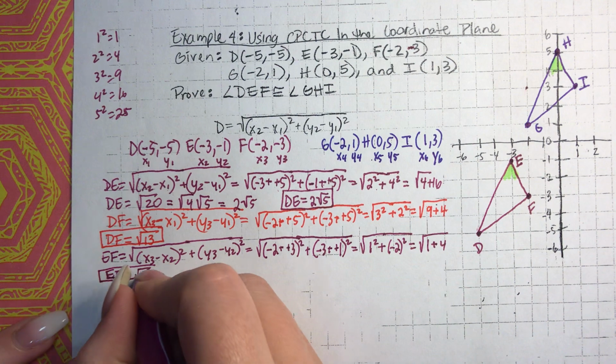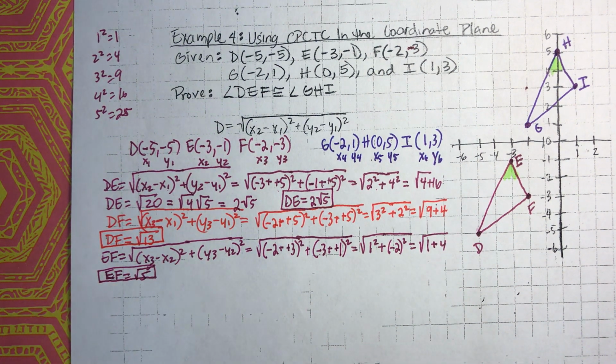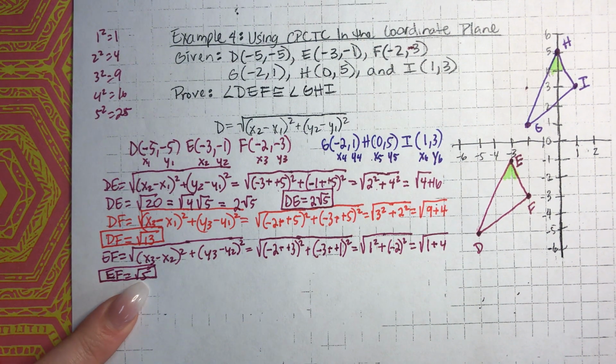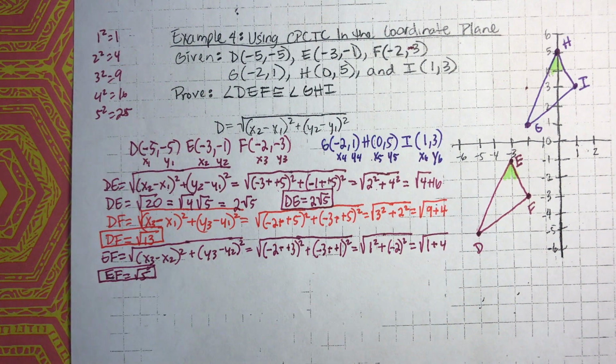And that is something that we don't need to, what do we not need to do? We don't need to simplify it any further because that's a prime number and there's no square numbers that are factors of 5.